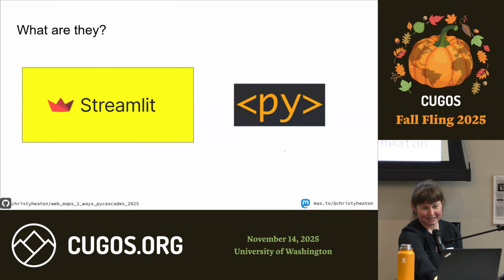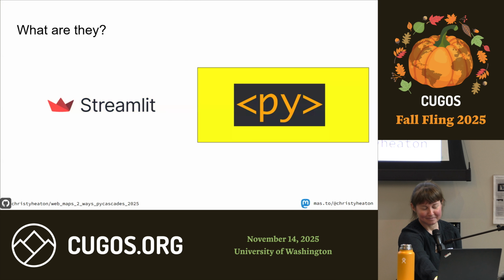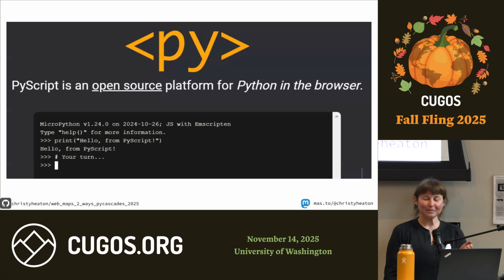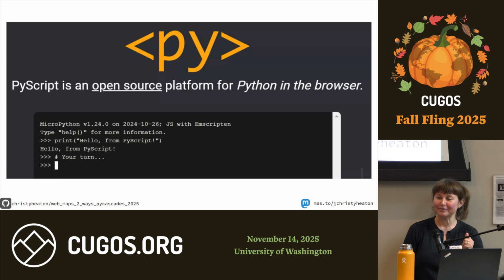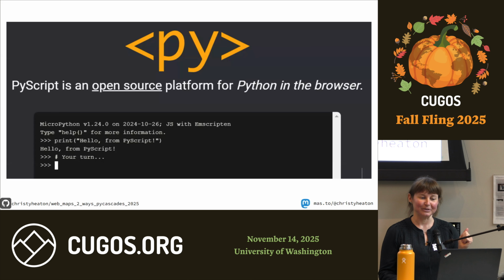So that's Streamlit. Now let's talk about PyScript. PyScript is an open source platform for running Python in the browser. So you may have heard of the JavaScript programming language. This is a language that makes web pages do things, and that language runs directly in the browser. Well, PyScript allows Python to also run in the browser, which historically it never did. You always had to run it locally.